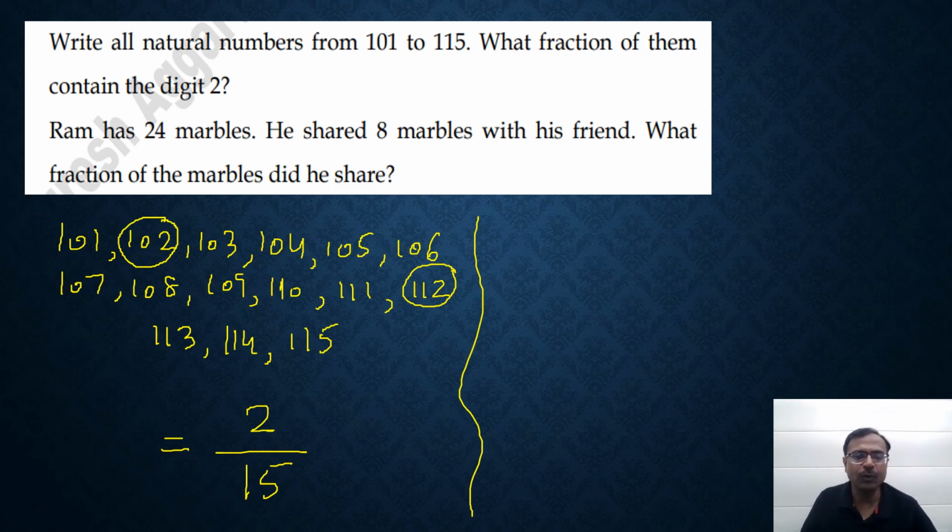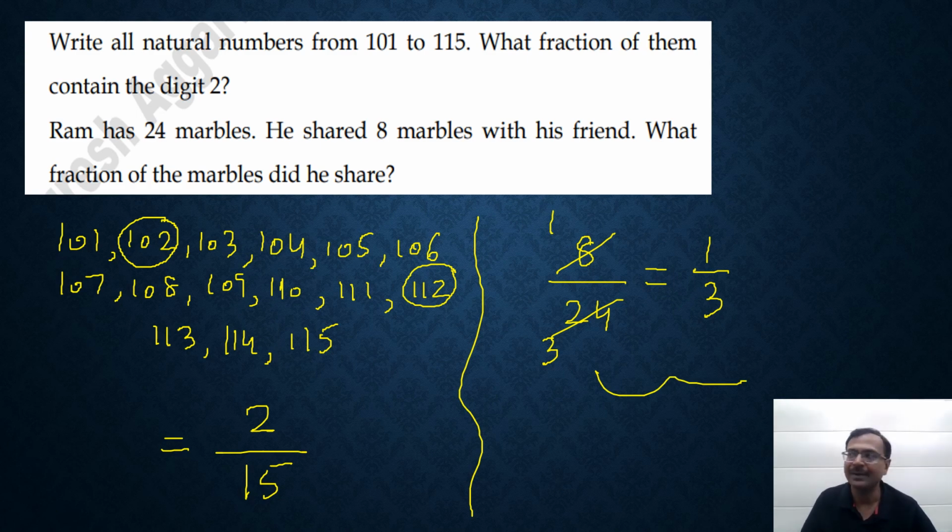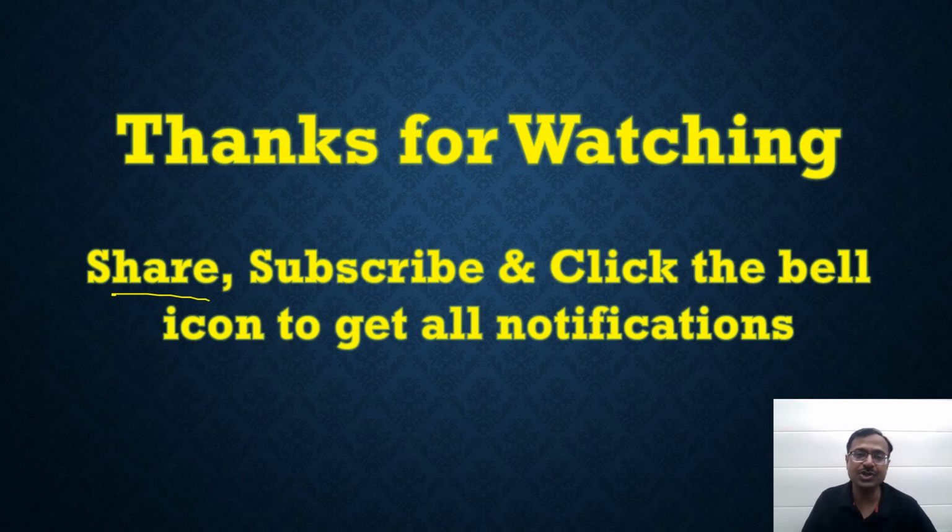Ram has 24 marbles. He shared 8 marbles with his friends. What fraction of marbles did he share? That's pretty easy, right? Out of 24 marbles, he shared 8. Don't leave the answer here. You have to leave the fraction always in the simplest form. So 8 cancels 24 3 times and the answer is 1 by 3. Sometimes, you know, the students write 3 by 1 or simply 3 ratio 1. That's not the correct answer. 1 ratio 3.